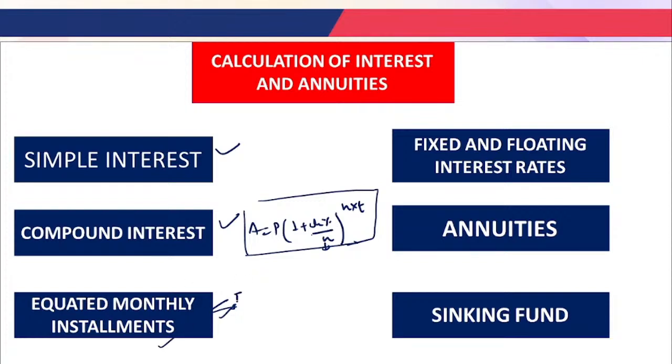And the formula of the equated monthly installment is P multiplied by R multiplied by (1 plus R) to the power n, divided by (1 plus R) to the power n minus 1. Okay, so I hope this is pretty clear for everyone. So these are the different things that you have to understand in the calculation of the interest and annuities.